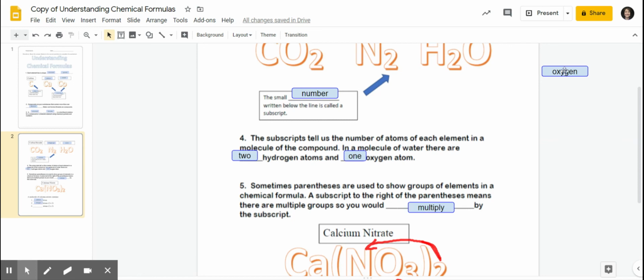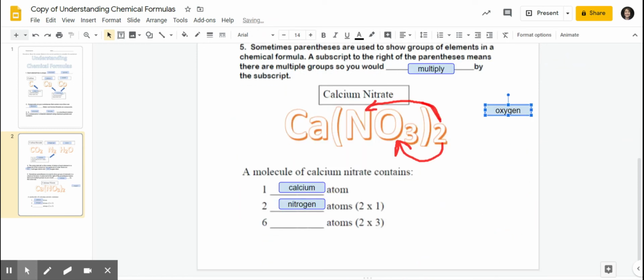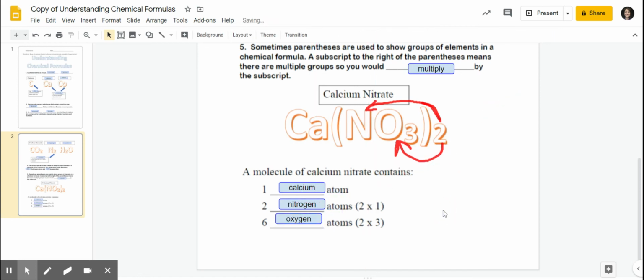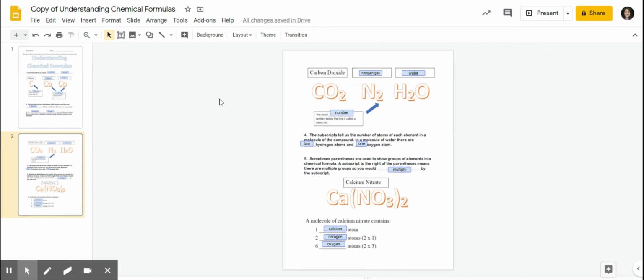Now that we're finished, you can use this as a notes sheet. Put it in your notes, or you can copy and paste it, or just know where to go to find it in your science notes. Hope that helps you understand your chemical formulas.